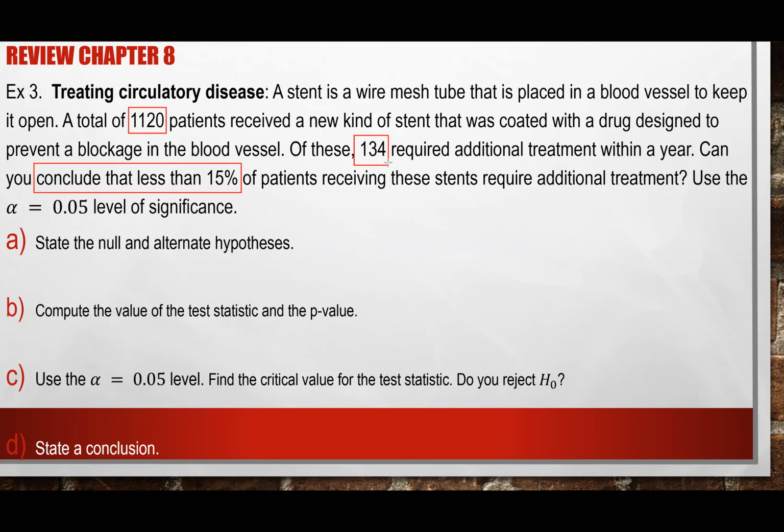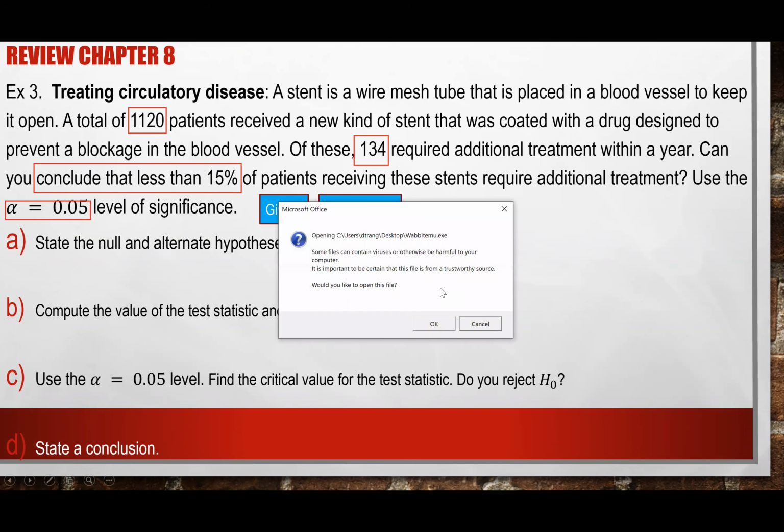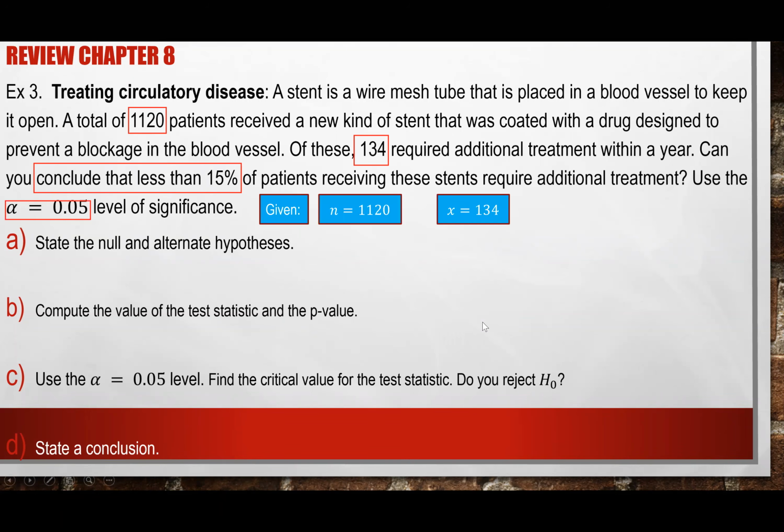So without reading the problem, we can see the numbers that we have. I forgot to box this number, but this is the obvious number we have. This is the total, which is the N. And off this total, 134, that is your X. And alpha is easy, which is that. And this is the P sub 0, which is the percentage or the proportion that we want to test, right?